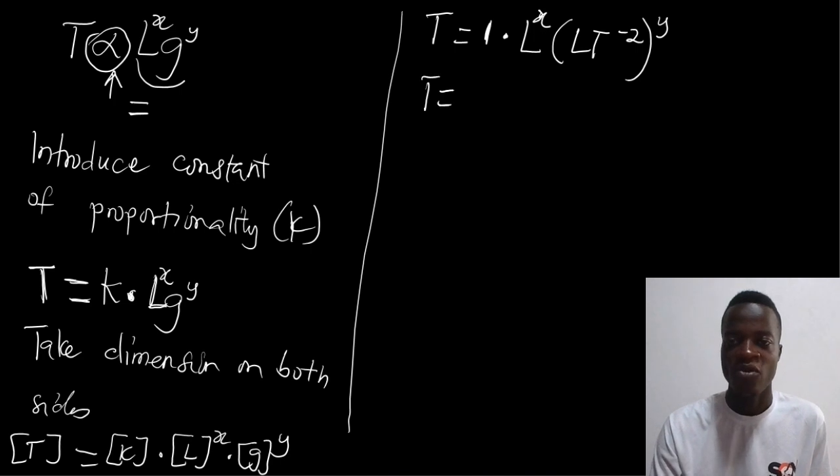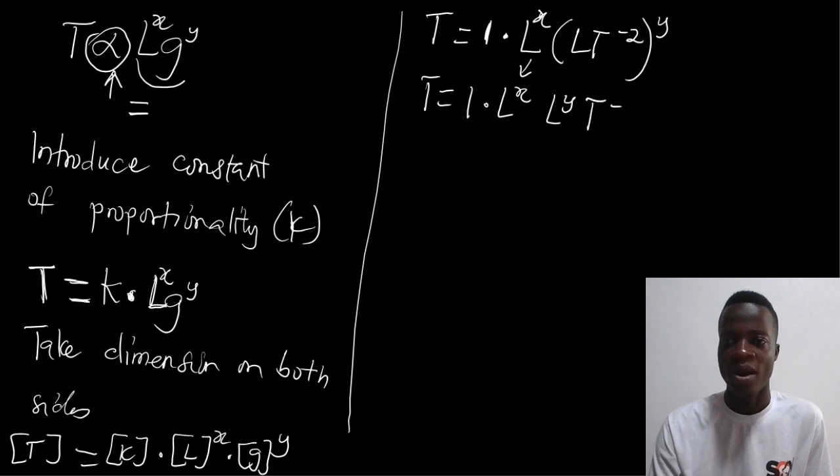So next line we have 1 times L to the power x. That's from this one. Then this particular y, you multiply it because of the brackets. You use indices. It becomes L to the power y, T to the power negative 2y. This is what we get at the end of the day by breaking this down. When you do this, we have T is equal to L to the power x plus y, T to the power negative 2y.